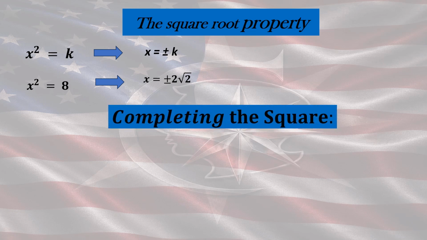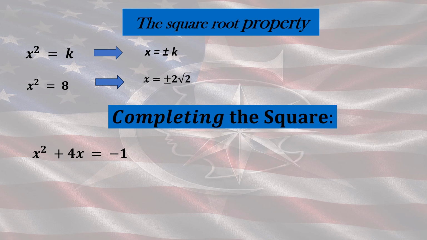Completing the square. Not all quadratic equations can be factored or can be solved in their original form using the square root property. In these cases, we may use a method for solving a quadratic equation known as completing the square. Using this method, we add or subtract terms to both sides of the equation until we have a perfect square trinomial on one side of the equal sign. We then apply the square root property.